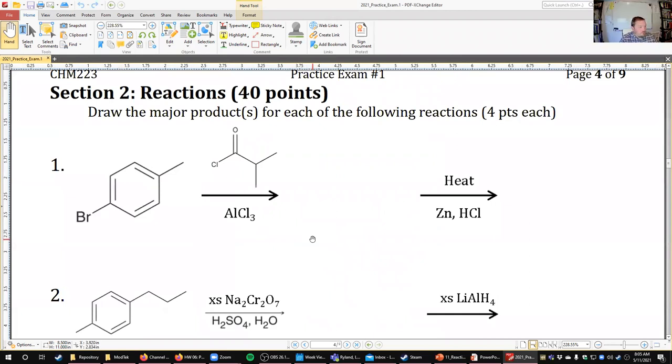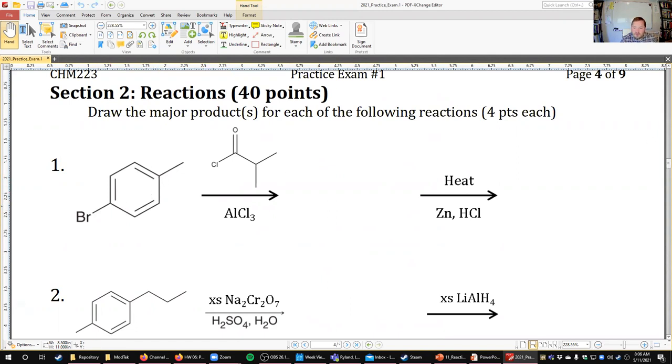Mm-hmm. All right, so we have two different substituents on a benzene ring. And we've got a reactive acyl group. We've got an acid chloride with a Lewis acid, which means that ketone is going to be connecting directly to the benzene ring somewhere.